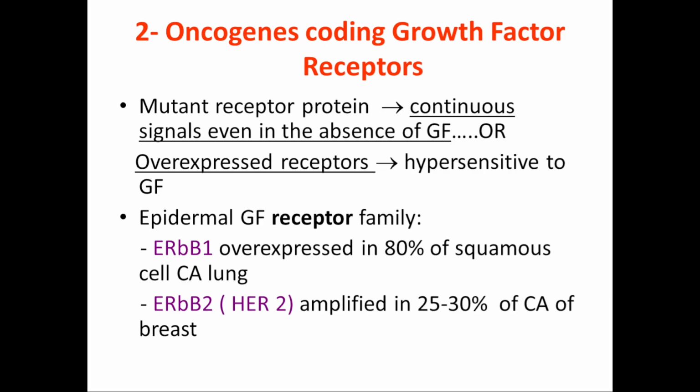So examples are epidermal growth factor receptor. Epidermal growth factor receptor is of two types, ERB1 and ERB2. ERB1 is overexpressed in 80% of squamous cell carcinomas of the lung, and ERB2 is amplified in 25 to 30% of breast cancers.